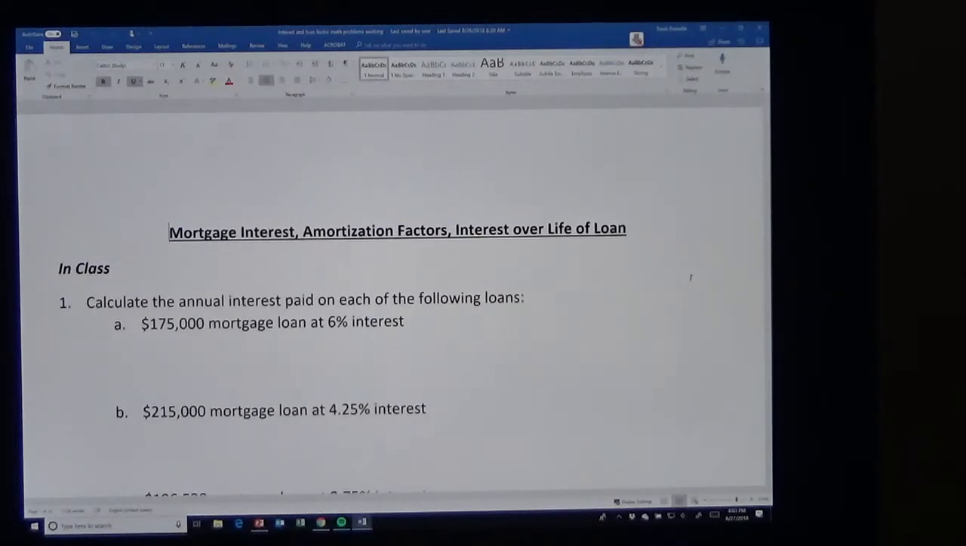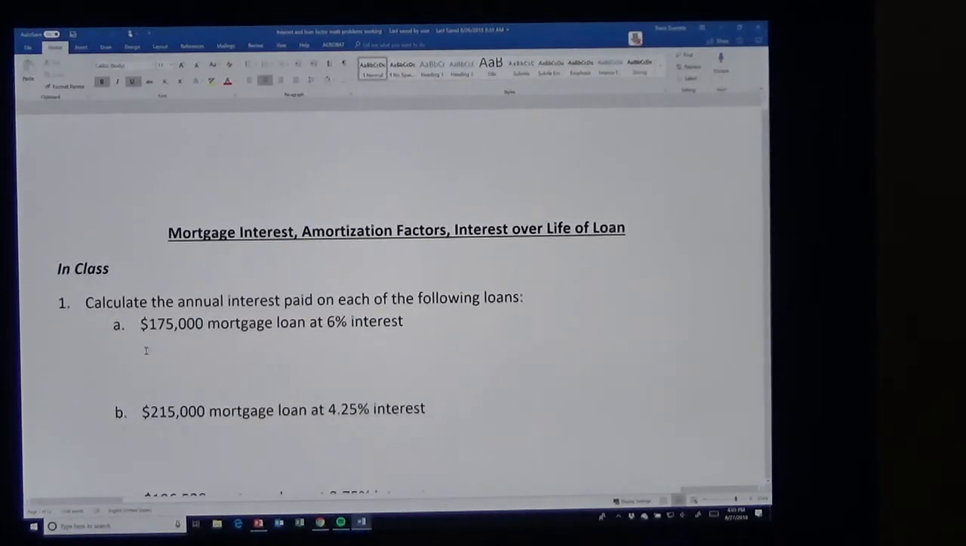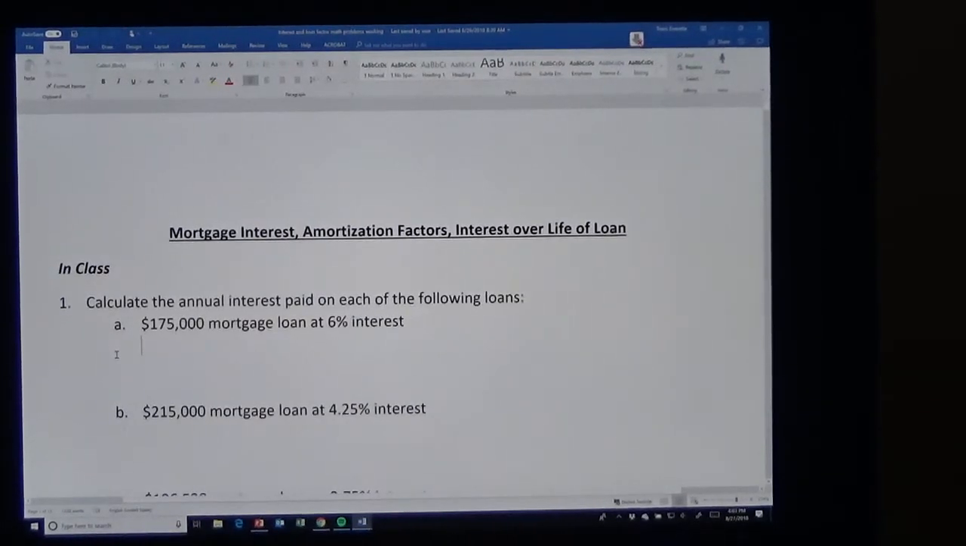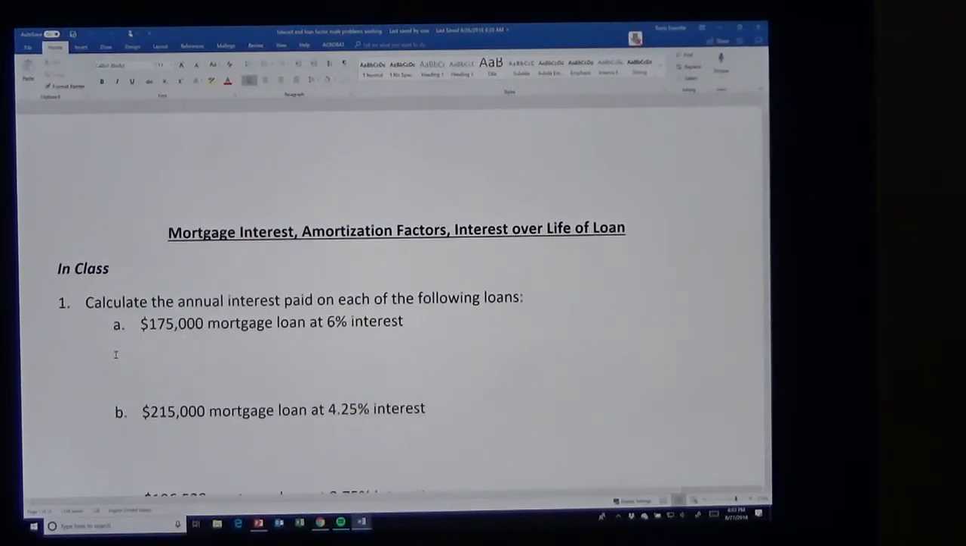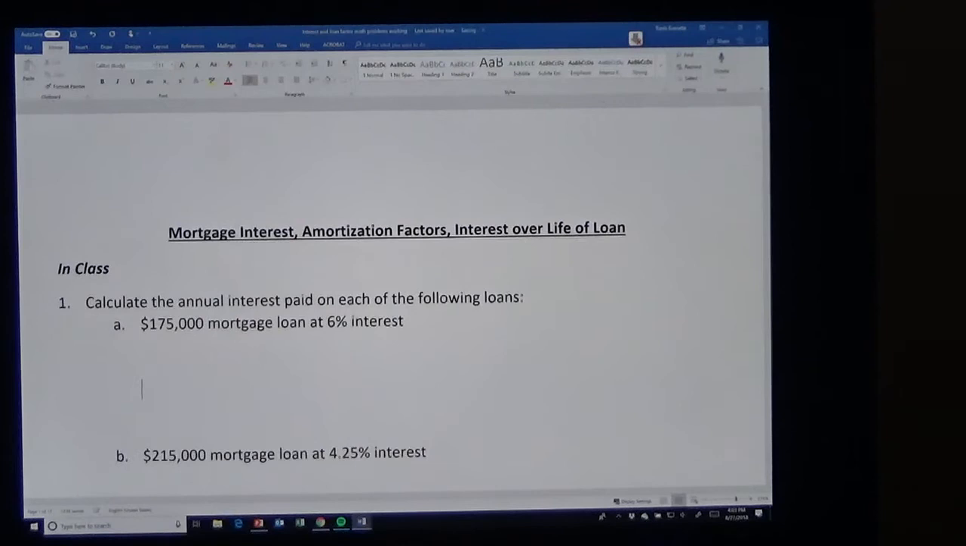Okay, we want to go over the chapter 14 math here, which is basically all about calculating interest in loans, whether it be annual interest, monthly interest, daily interest, interest over the life of loans. All this math is pretty much based around the calculation of interest in loans.